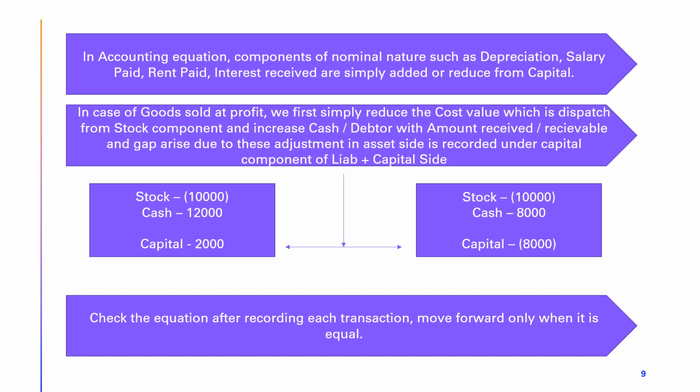In two examples, stock of 10,000 is sold at 12,000 and 8,000. In both scenarios, stock is reduced by 10,000. When stock is sold at 12,000, cash is increased by 12,000 and 2,000 is added to capital to balance the capital plus liability side. And when it is sold at 8,000, cash is increased by 8,000 and capital is reduced by 2,000. So always check the equation after you post any entries.